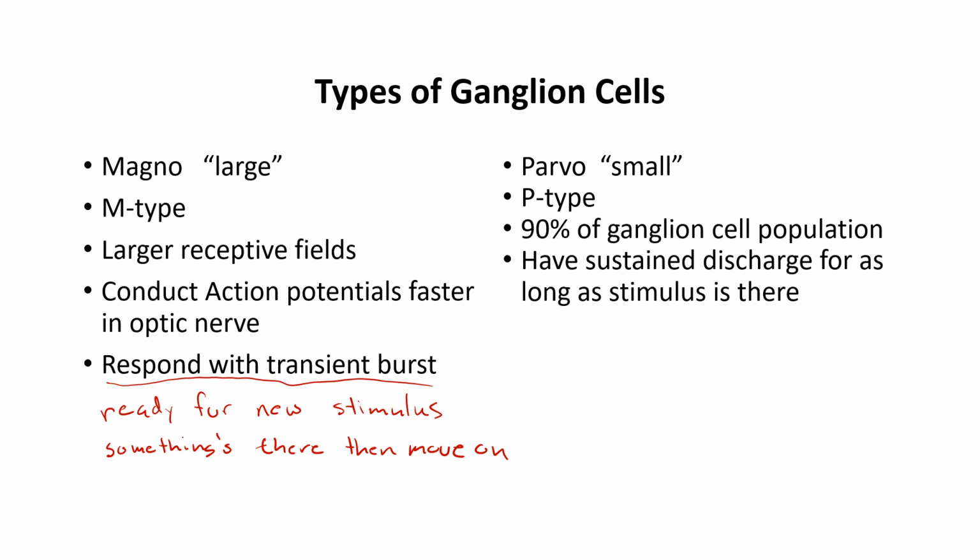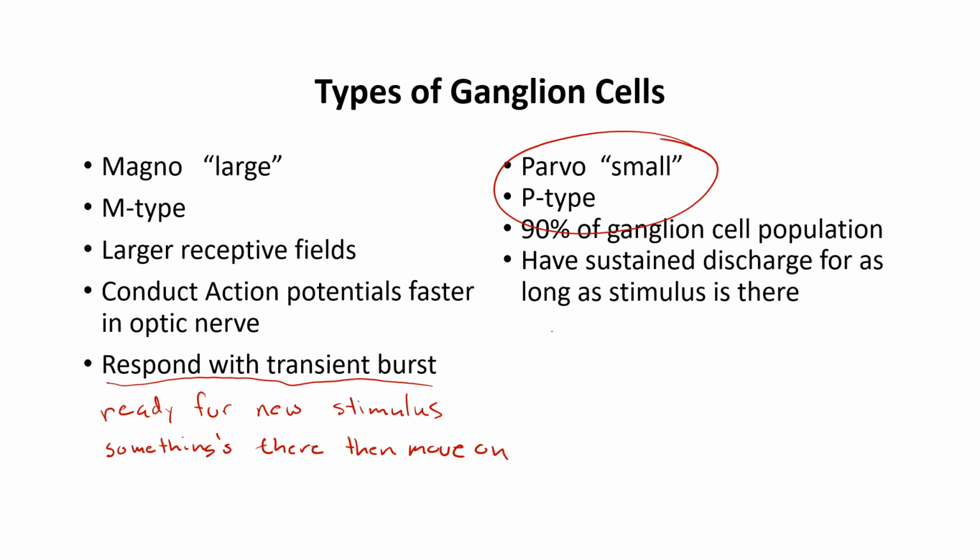Whereas the parvocellular cells, those P-type cells, they make up about 90% of the ganglion cell population. They have a sustained discharge for as long as the stimulus is there. So that's basically like saying, hey, something is always still there, right? So you're seeing an object, it's in your field of view, and it's still there, right? You see the table in front of you. The table is not going anywhere. It's sitting there, staying there, and that's going to activate these P-type cells.